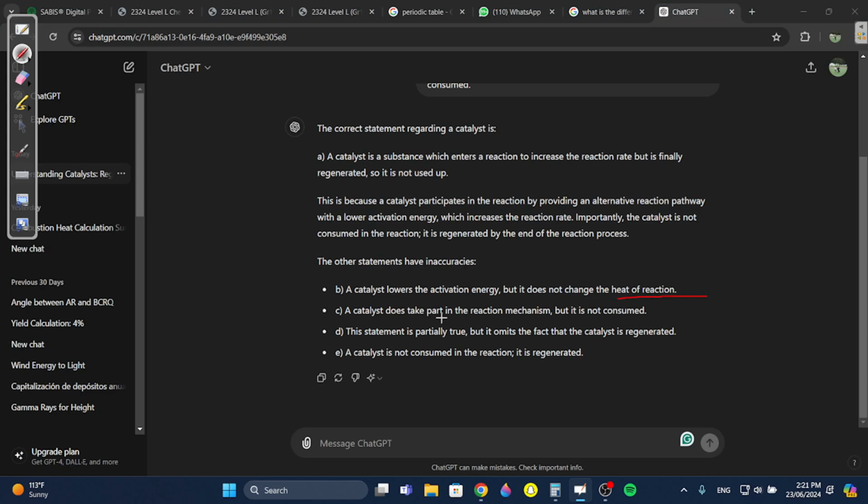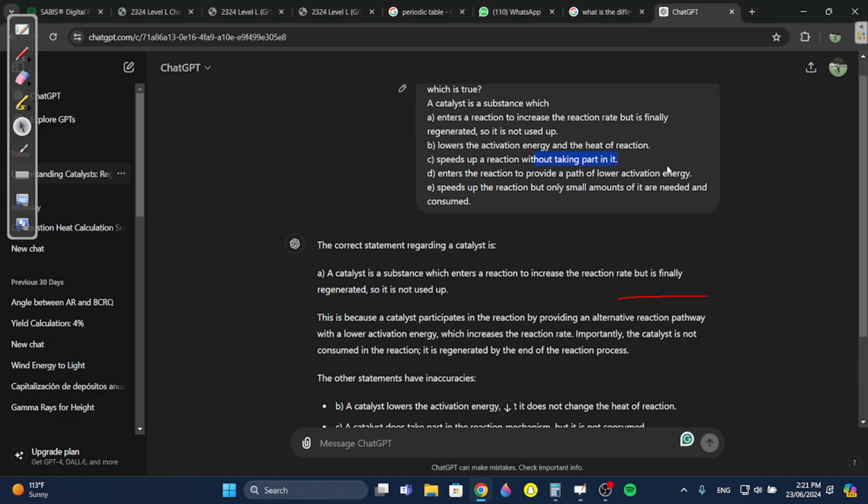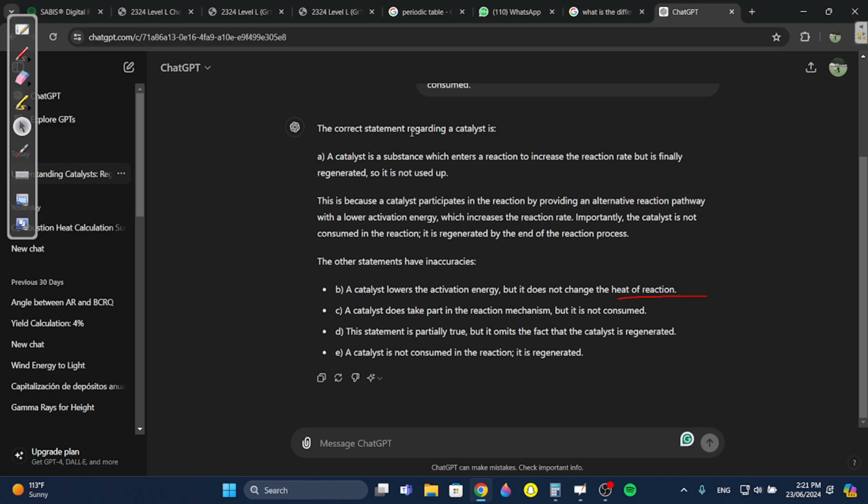A catalyst does take part in the reaction mechanism, but it's not consumed. So do we say it doesn't take part in it? No, it does. But see, they try to trick you. It does take part in it, but it's just not consumed.